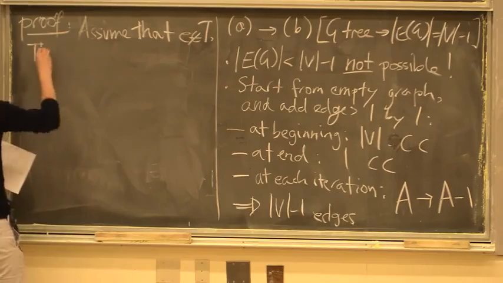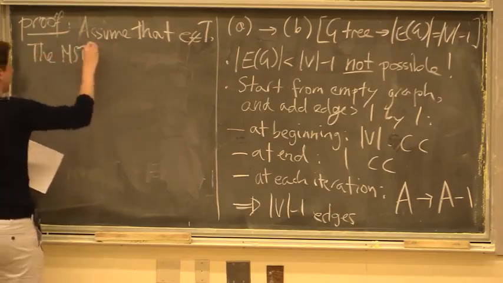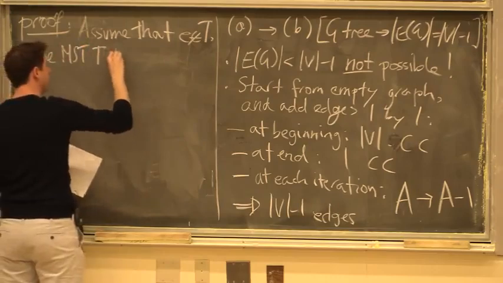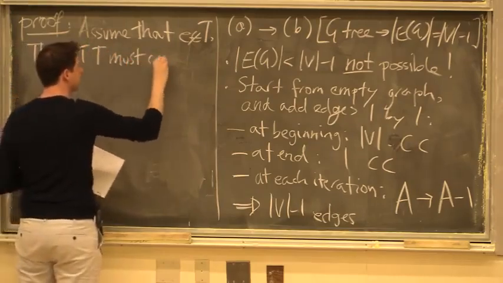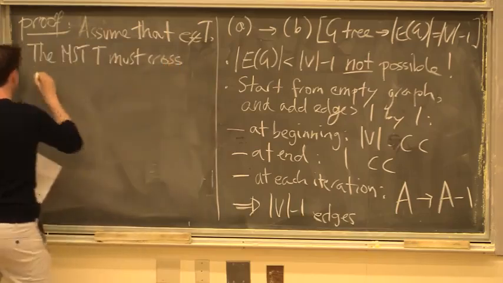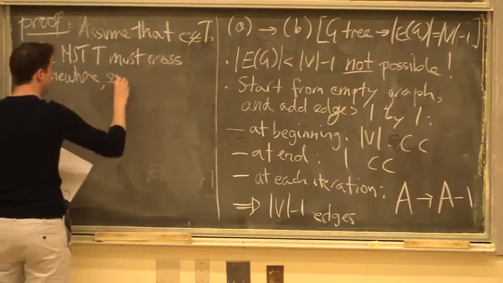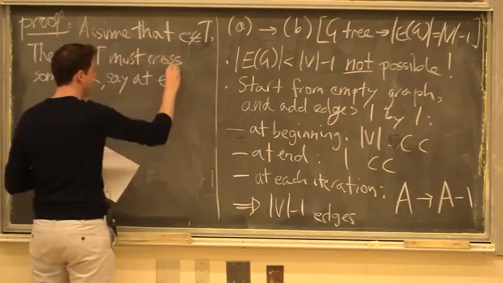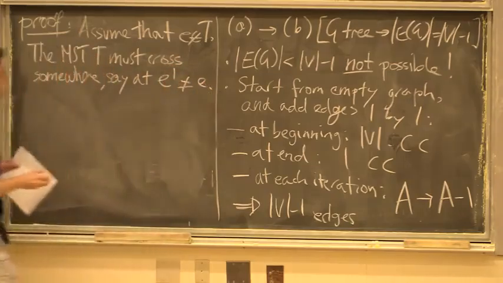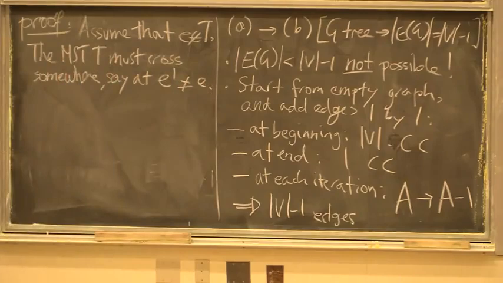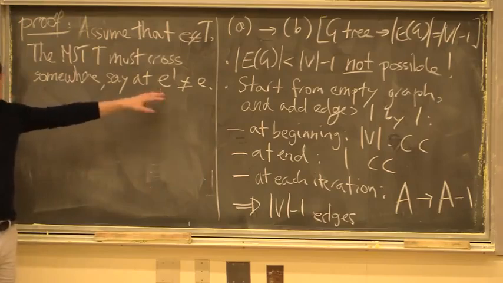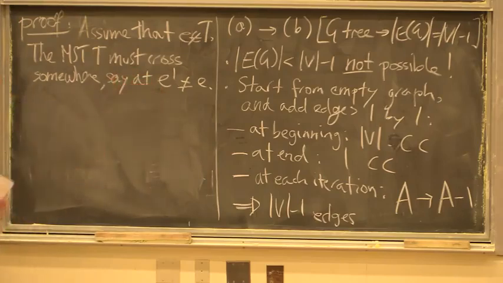So the MST must cross somewhere, say at E prime, which is different than E, right? So the MST goes everywhere. It contains X, of course, but when it crosses the cut, it picks an edge E prime that is neither E. In fact, it's also not in X, okay?